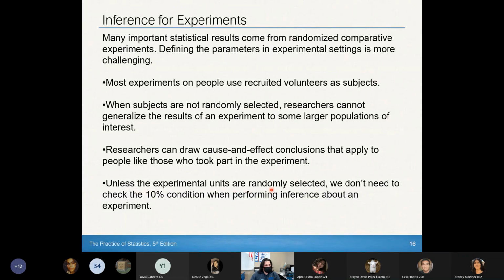Unless the experimental units are randomly selected, we don't need to check the 10% condition when performing inference about an experiment. Right. So there are times that we can omit checking the 10% condition, and that is when we are conducting an experiment, right? And the experimental units, the people participating, were not randomly selected. Okay, so there are special conditions that apply. But again, that also affects what kind of conclusion we can make, whether it's about the whole population or not.